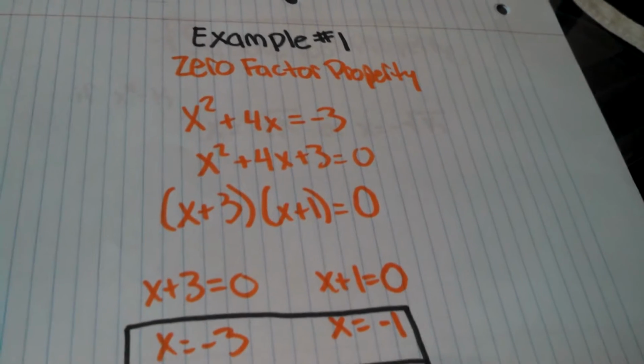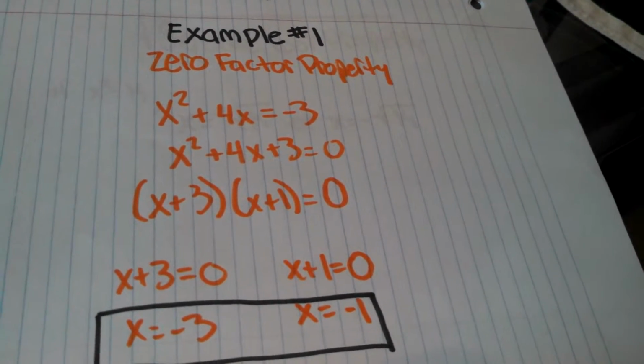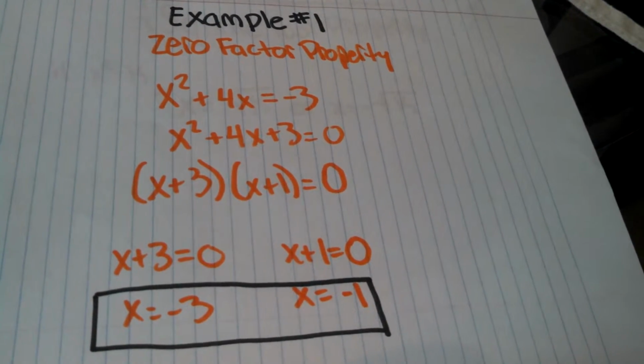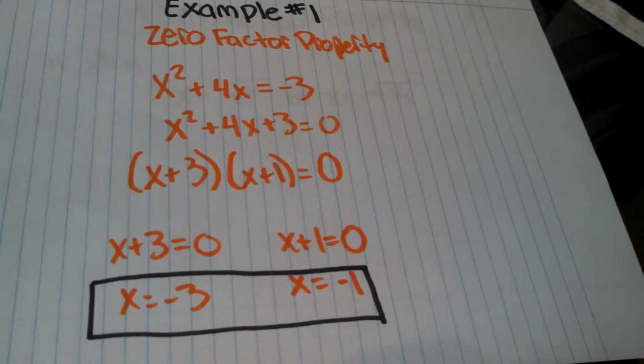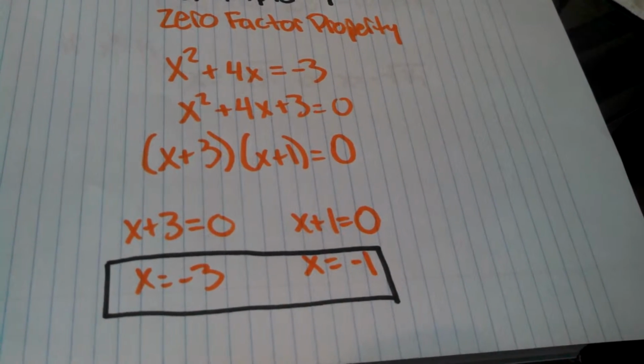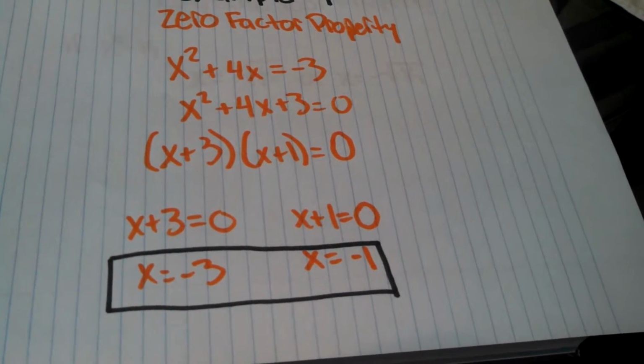In this example, x squared plus 4x equals negative 3. You add the 3 to the side to put it in standard form, being x squared plus 4x plus 3 equals 0. Then you factor, and each of the factored expressions you set equal to 0. So x plus 3 equals 0 and x plus 1 equals 0. Then you simplify those, getting x equals negative 3 and x equals negative 1.